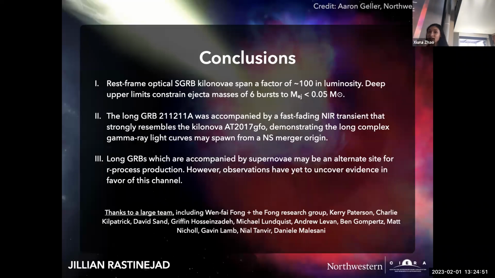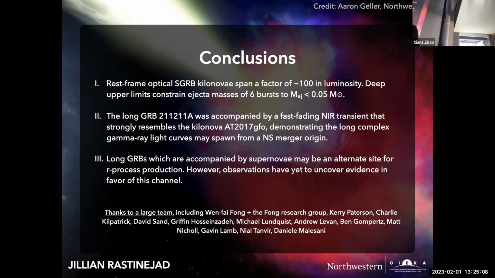Yeah. So these are my conclusions: rest frame optical sGRB kilonovae span a factor of 100 in luminosity, and we have upper limits that constrain ejecta masses of 6 events to less than 500ths of a solar mass.